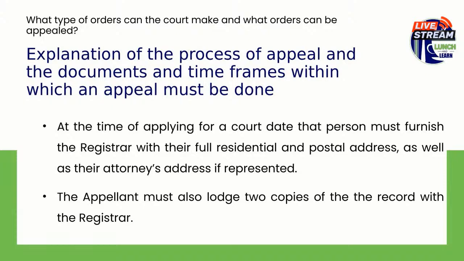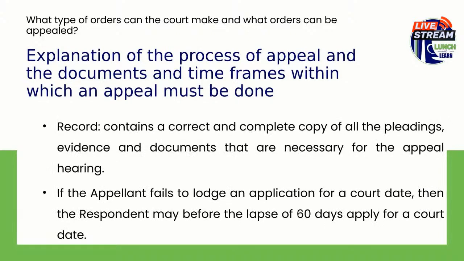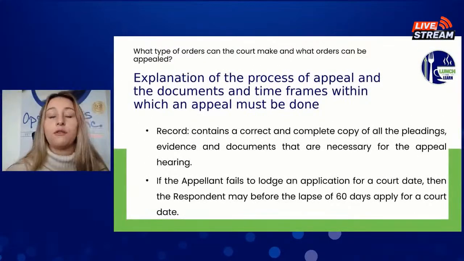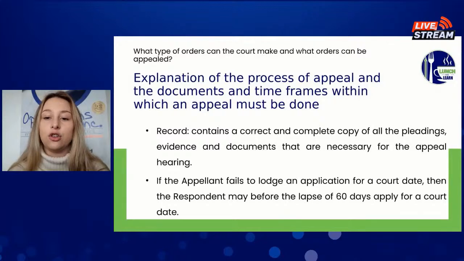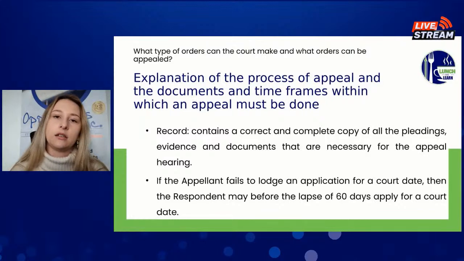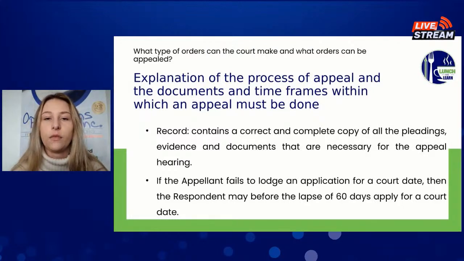So the appellant must also lodge 2 copies of the record with the registrar. The record contains a correct and complete copy of all of the pleadings, evidence, and documents that are necessary for the appeal hearing. So this would, for example, include your original maintenance order that was granted, and all the evidence that was submitted in terms of that maintenance order that is also relevant. And then this must all be lodged in terms of your record.